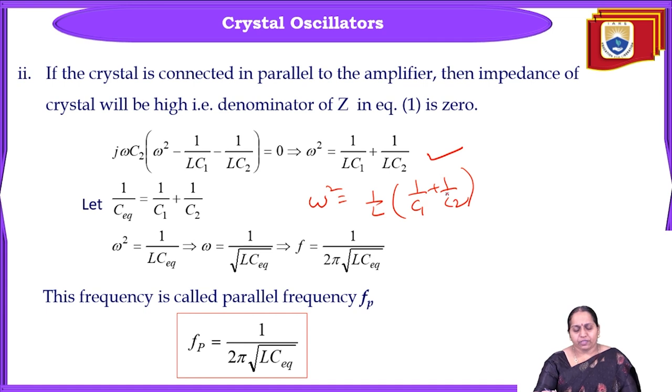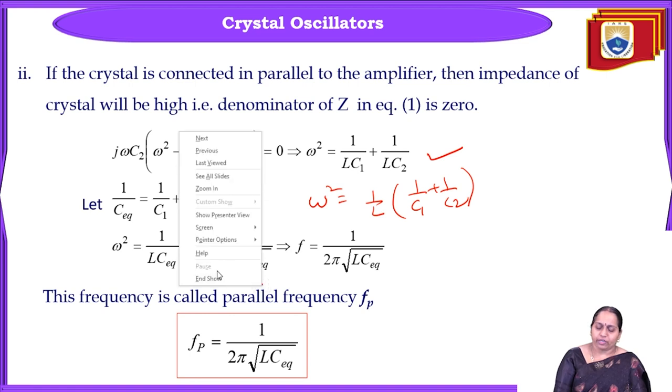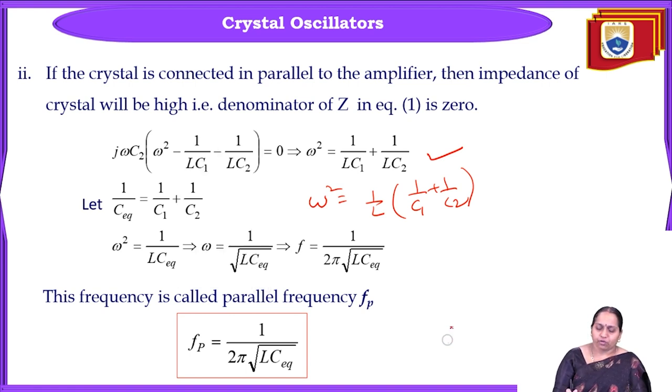So if I take 1 by C1 plus 1 by C2 equal to 1 by C equivalent, I get omega square equal to 1 by L into C equivalent. Now omega equal to 1 by root over L into C equivalent. Again replacing omega equal to 2 pi f, we can write f equal to 1 by 2 pi root over L into C equivalent, where C equivalent is nothing but C1 C2 by C1 plus C2. So this frequency is called the parallel frequency Fp, because you are connecting the crystal in parallel to the amplifier. So you have seen two frequencies, series frequency and parallel frequency.